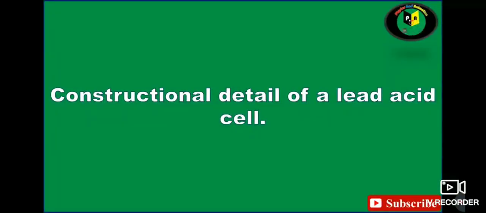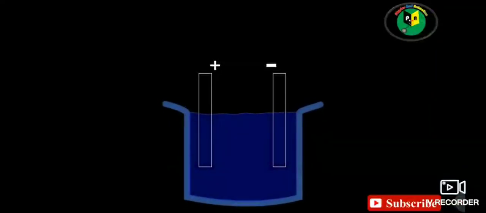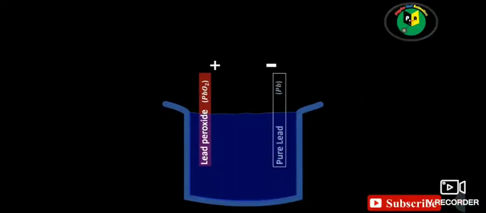Constructional detail of lead acid cell. The most common parts of any type of batteries are: number 1, positive plate, number 2, negative plate, and number 3, electrolyte. Positive plate of a lead acid battery is made of lead peroxide, PbO2, having chocolate brown color. Negative plate of a lead acid battery is made of spongy lead, Pb, having dull grey color.